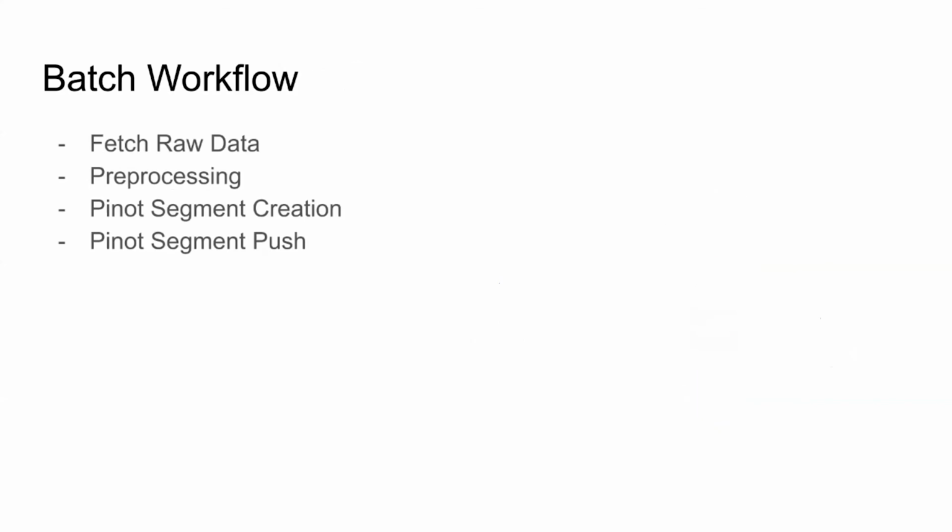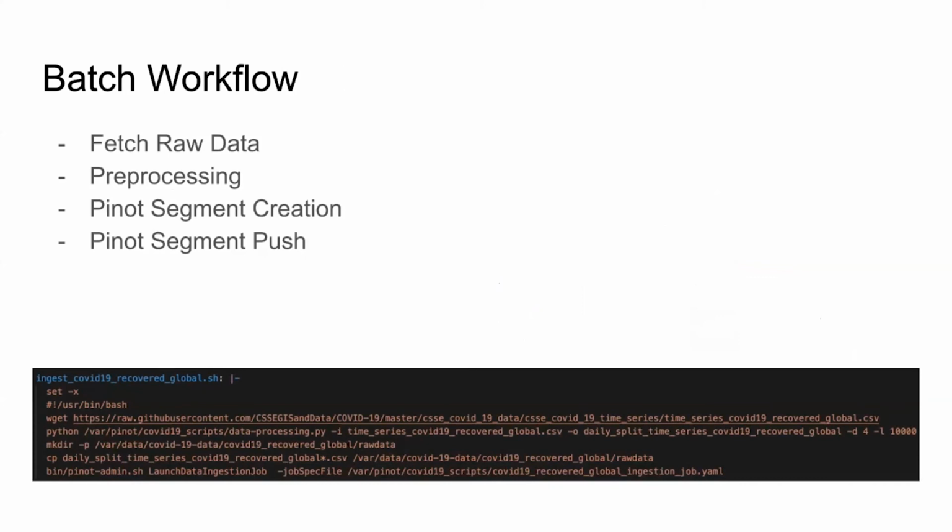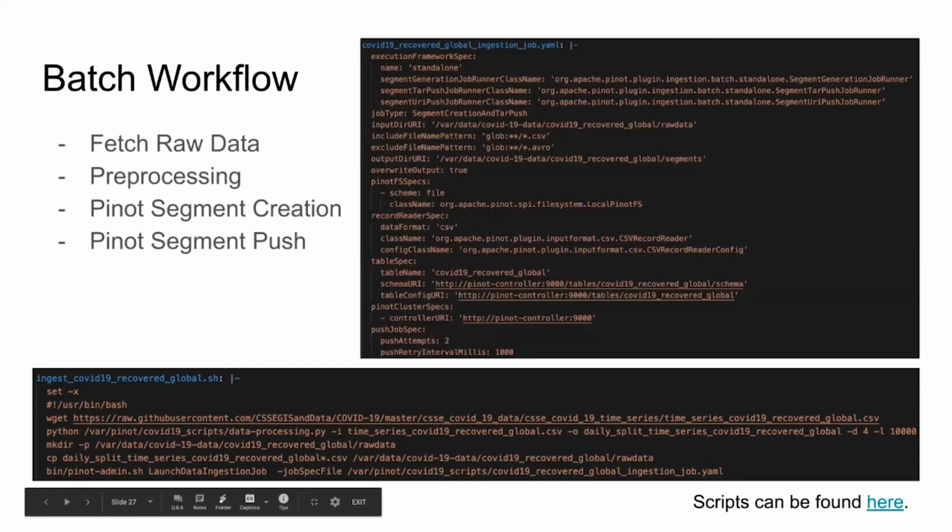So here it's a typical batch workflow, like what we do in ETL. This is the sample script I'm going to run in order to ingest this COVID-19 recovered global data. The first thing I'll do is download the raw data from the Johns Hopkins dataset on GitHub, and then run a Python script to do the data transform. Then I will run the Pinot ingestion job, which will create a Pinot segment and do the push. So this is how the ingestion job looks.